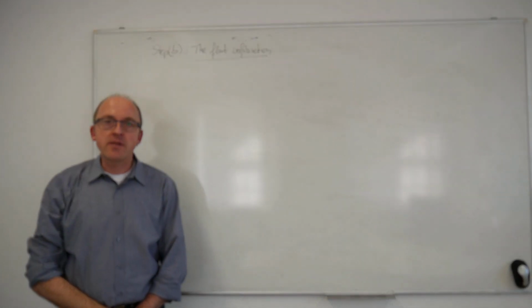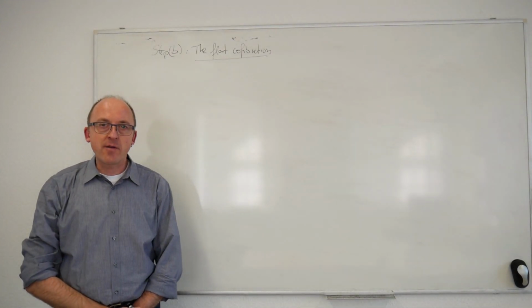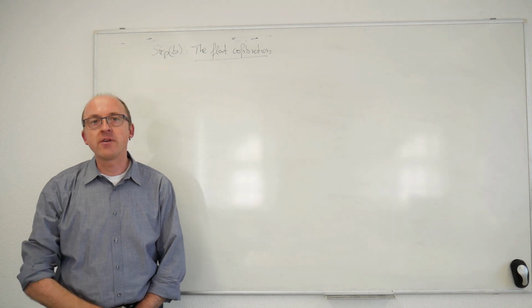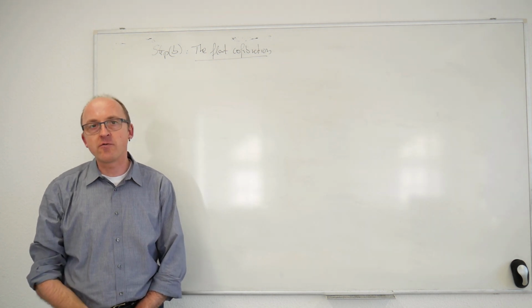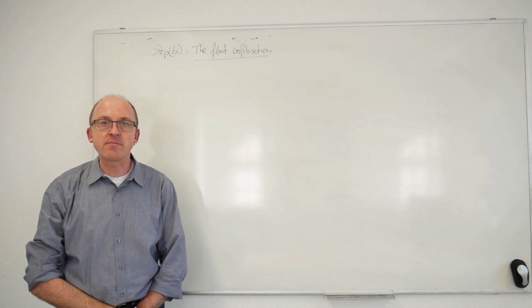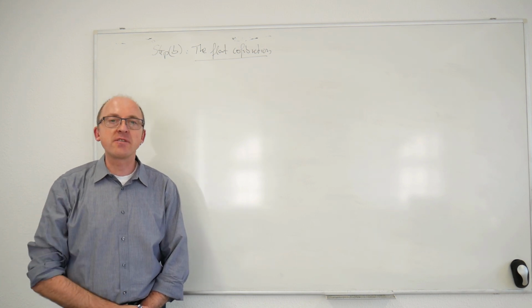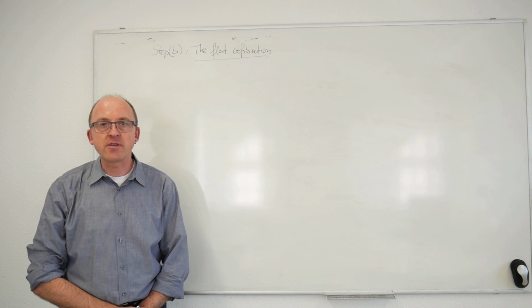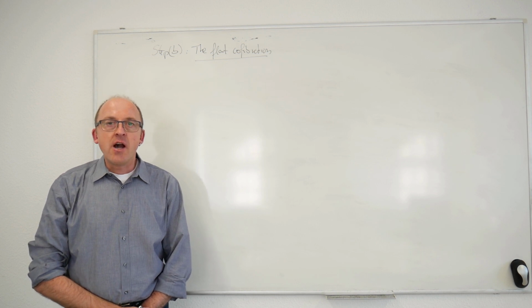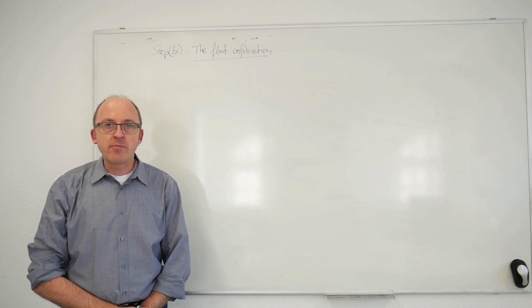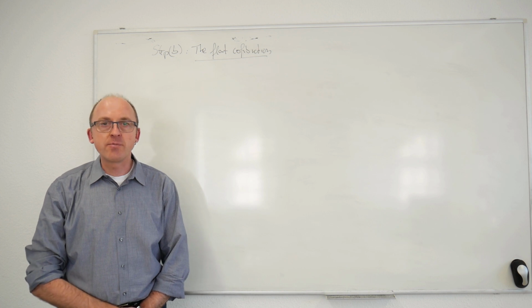In every model category, the weak equivalences and the fibrations together already determine the class of cofibrations, because the cofibrations are precisely the morphisms that have the left lifting property against acyclic fibrations, the ones which are both fibrations and weak equivalences. However, it's very useful to have a better and more explicit description of what the cofibrations look like.